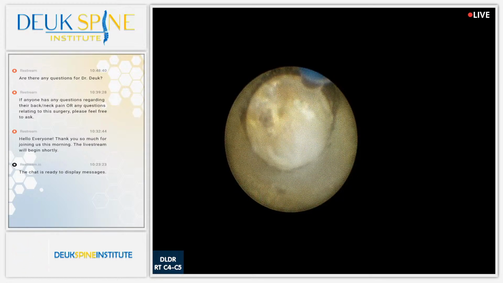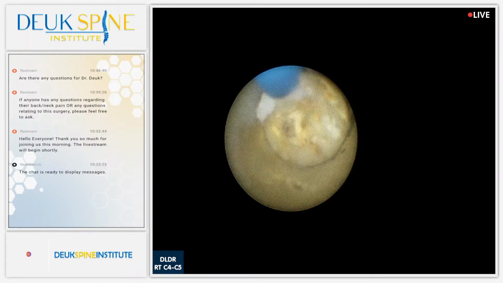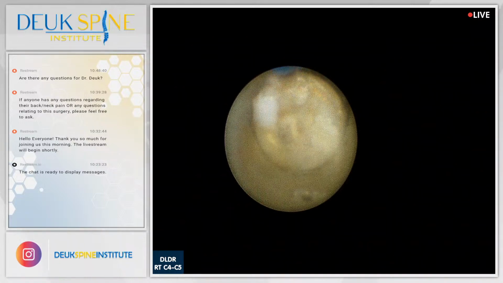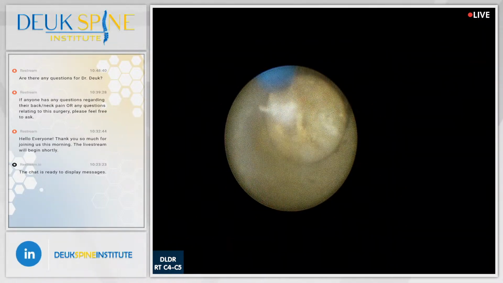So the laser is a very, very good tool. It's very useful, very helpful. We cannot do this type of surgery without the laser. It's essential. It's not a gimmick.